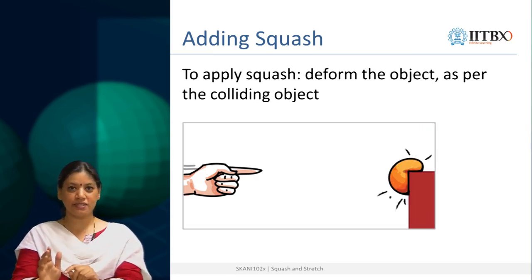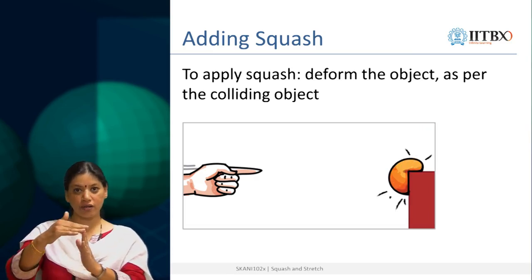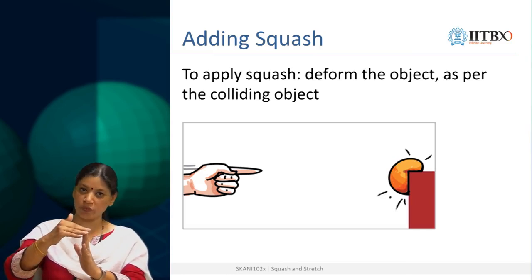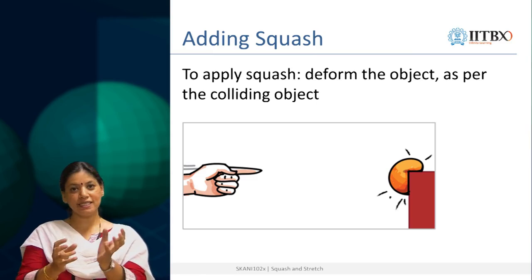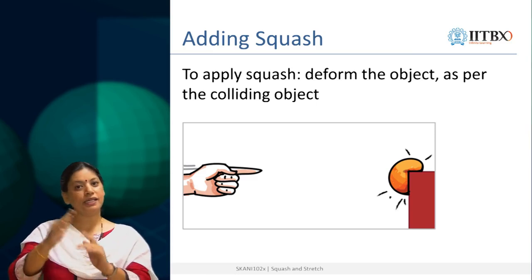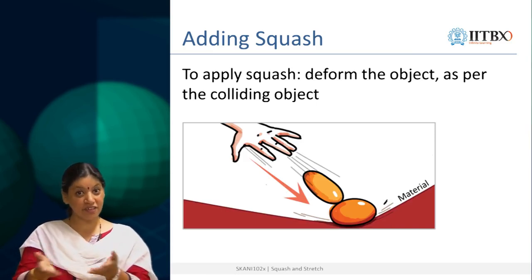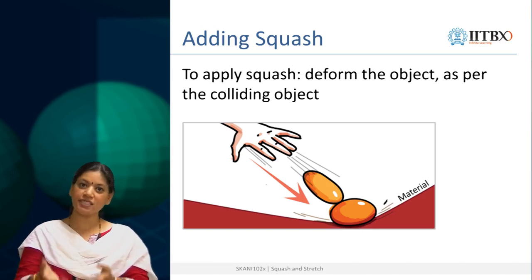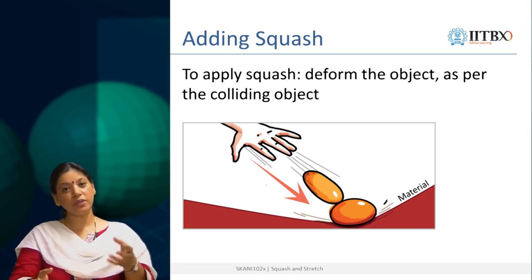In the second illustration, you will see the corner on which the soft ball is hitting. The ball is getting deformed according to the corner of that hard surface. In the third, you will see that the surface is also soft. So the surface will also deform according to the weight of that ball. This is how the percentage of deformation and the style of deformation depend upon the surface or the object on which it is hitting.